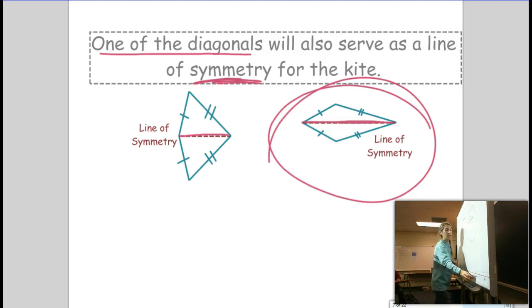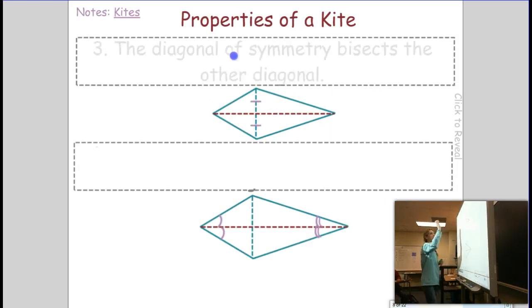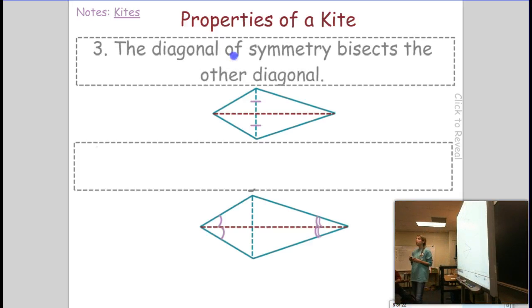Now, the diagonal of symmetry is going to bisect the other diagonal. It's going to cut it in half. You could just write one of the diagonals gets cut in half if you want to. Do they both get cut in half? No. One of them has a midpoint. The other one, you can tell. Look. This segment is definitely shorter than this segment. So one of them gets cut in half.